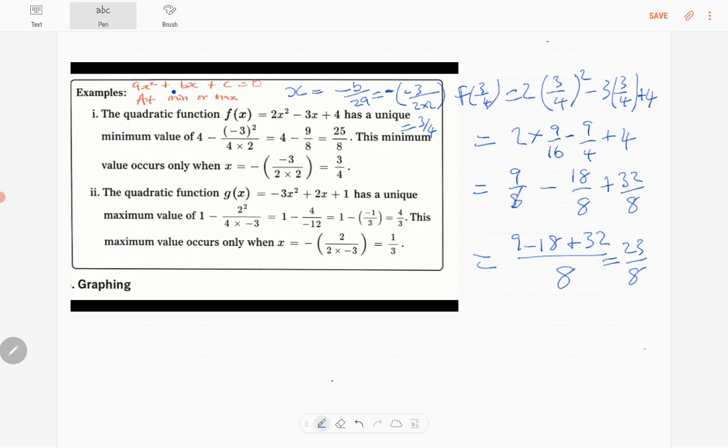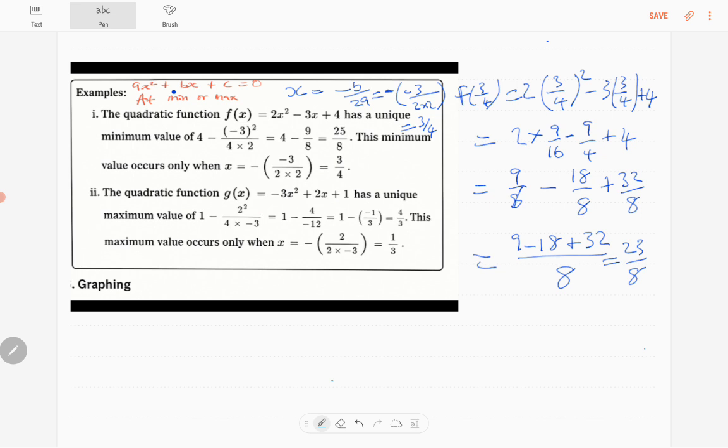So this 25 over 8 is not correct. By the way, if you arrive at 4 minus 9 over 8, 4 times 8 is 32, minus 9, it will not give you 25. It's supposed to be 23 over 8. You follow that same method when doing the second one.